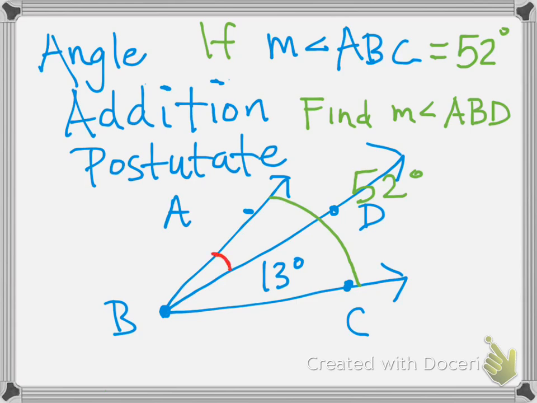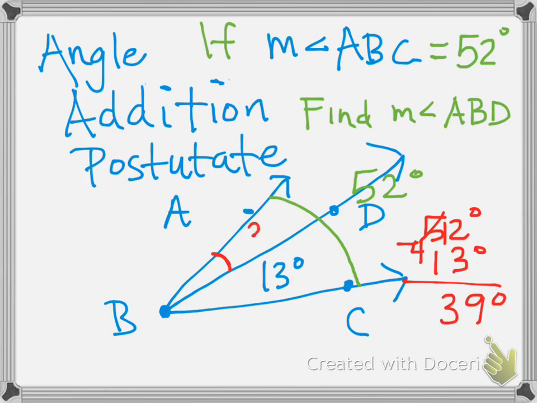I could find this. And how I'd do that is I'd go 52 subtract 13. And that would give you 39 degrees. And see, this is how the angle addition postulate works. 39 plus 13 equals 52 degrees.